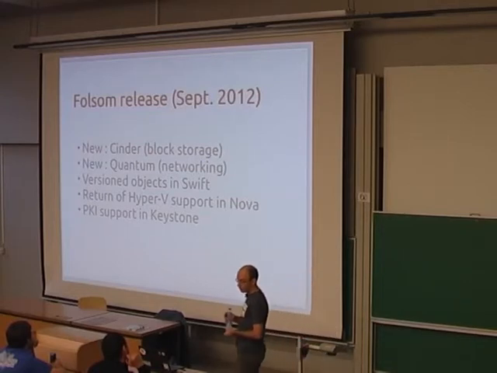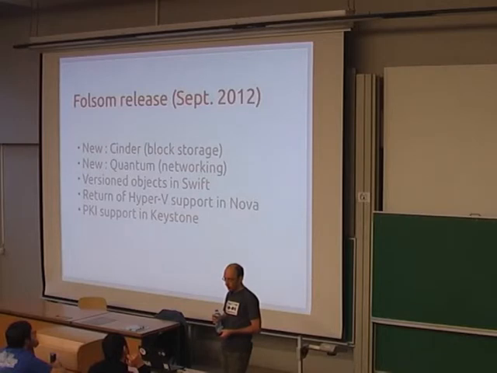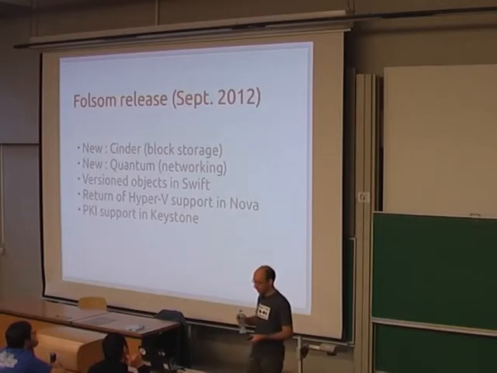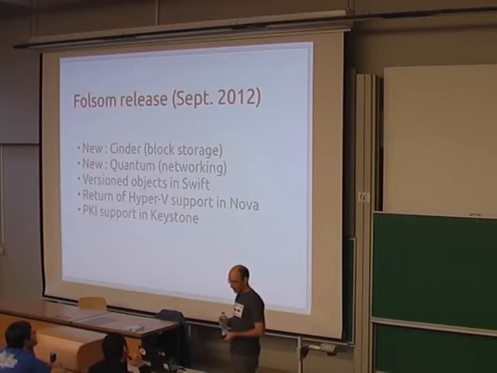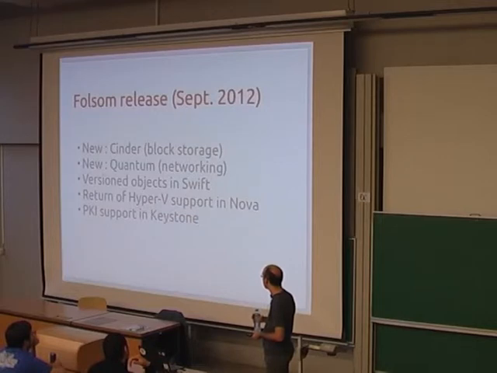There are too many features to actually be able to make a good selection. I selected 3 completely randomly. Version object in Swift, return of Hyper-V support in Nova, that's very good. And support for public key infrastructure tokens in Keystone, that's more interesting.